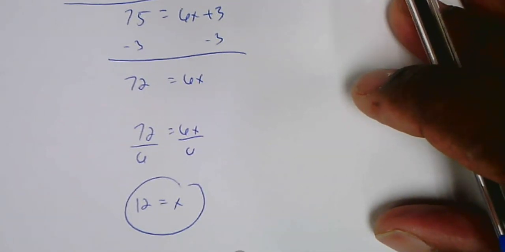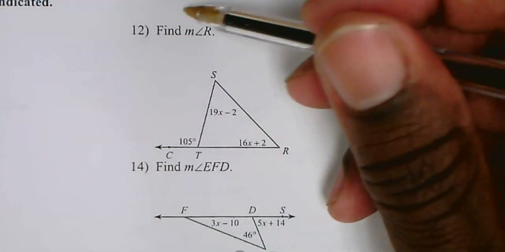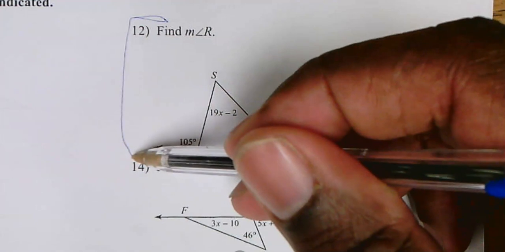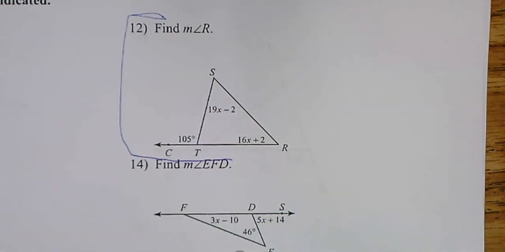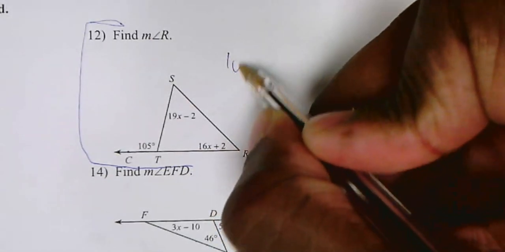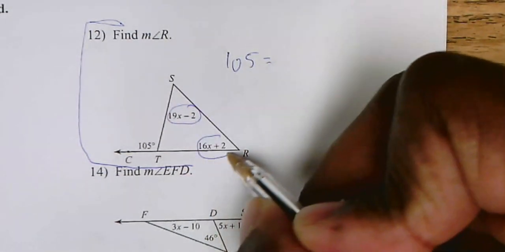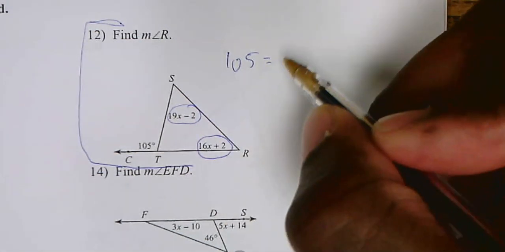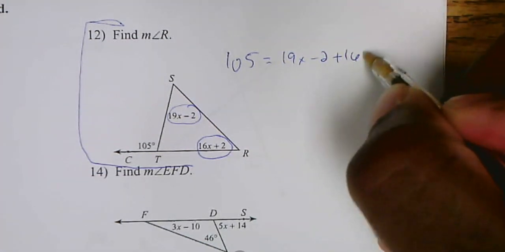Let's try one last one. Alright, so here's the final problem. It says find the measure of angle R. Pause the video and try it on your own first. So in number 12, in this problem, you want to find the measure of angle R. So again, pause the video and try it yourself. If you gave it a shot, you should have come up with the equation 105 equals 19x subtract 2 plus 16x plus 2.